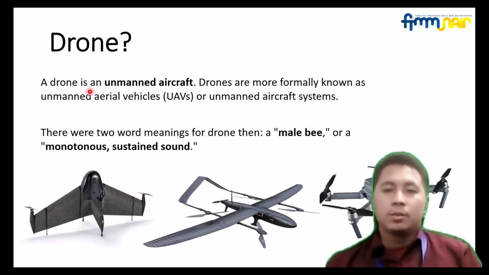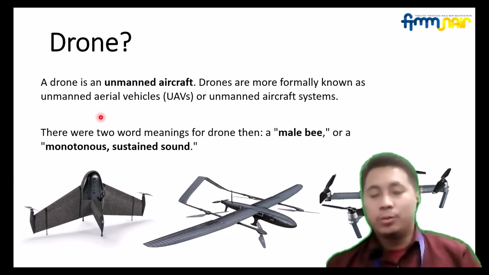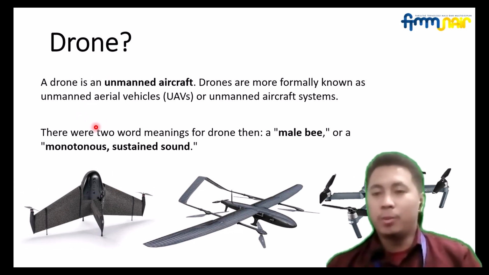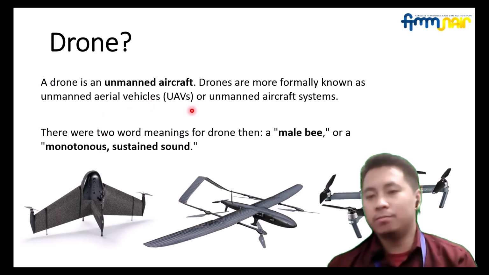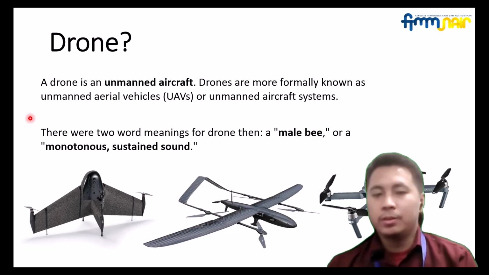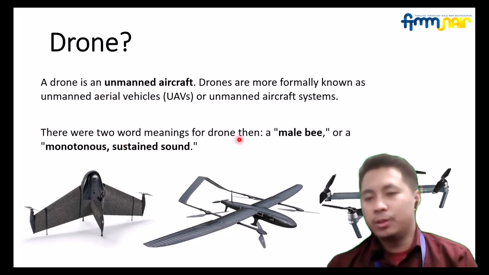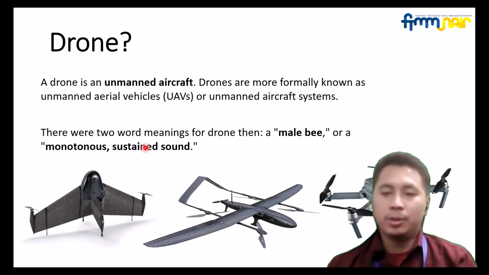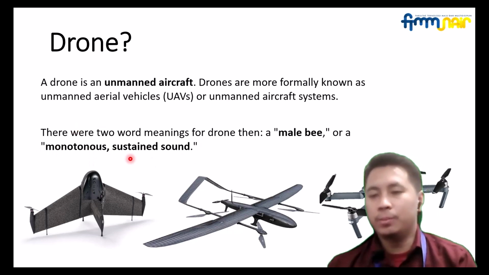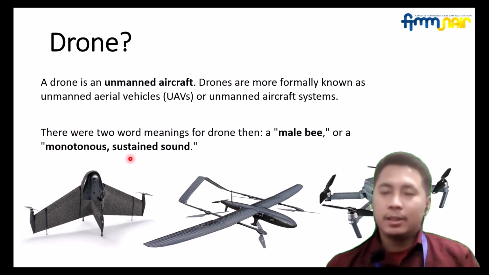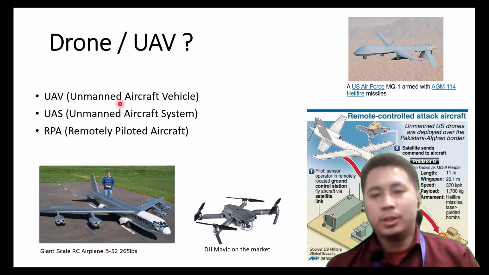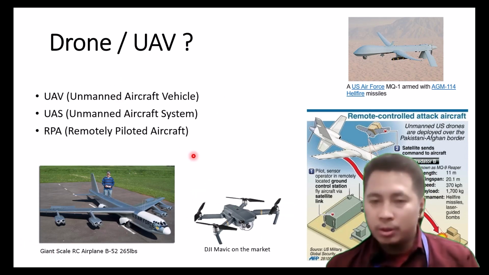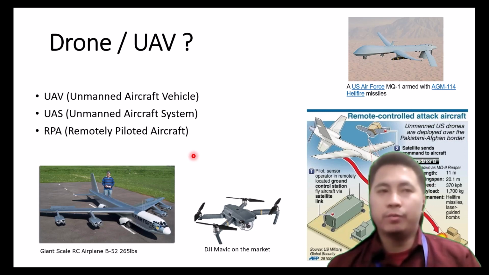Okay, first we want to talk about drone. What is a drone? A drone is an unmanned aircraft. Drones are more formally known as unmanned aerial vehicle or unmanned aircraft system. There are two meanings for drone: a melody or a monotonous sustained sound, so a buzzing sound that is kind of like a drone. And sometimes many common people are very confused between drone and UAV.